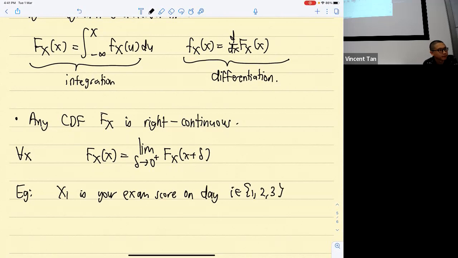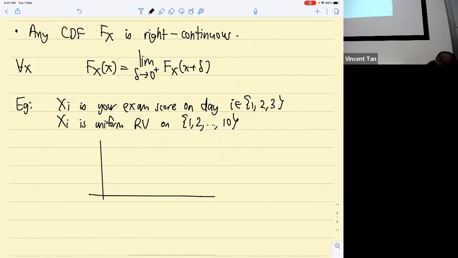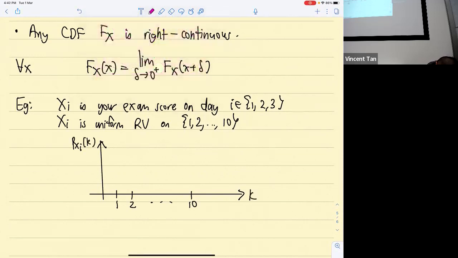If you're not happy, you take it again. In fact, X_i is a discrete uniform random variable on the set 1, 2, all the way up to 10. So its PMF looks like this: 1, 2, all the way up to 10. That is the PMF of X_i, so it's uniform. And I think most of you should be able to tell me that this height is 1 over 10 because all the stems should add up to 1. Agree? So every time you take the exam, you're going to get a random number from 1 to 10, inclusive.